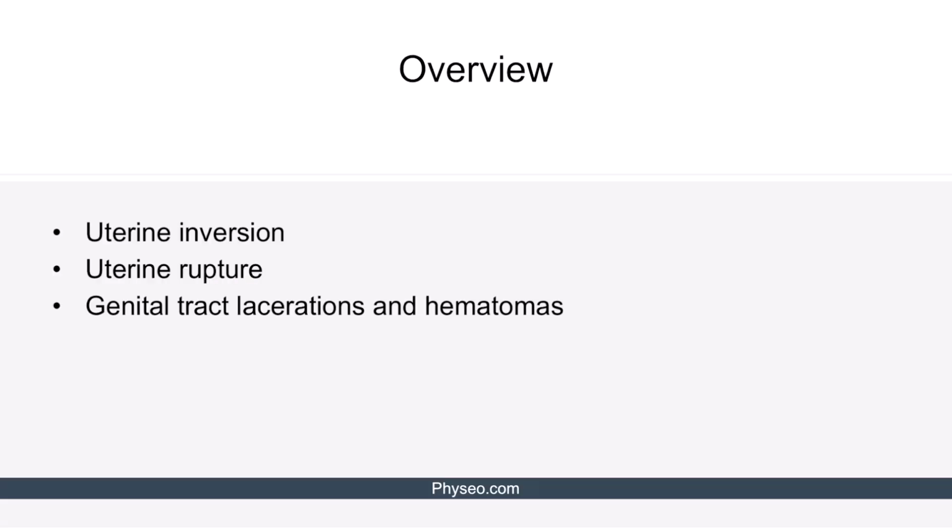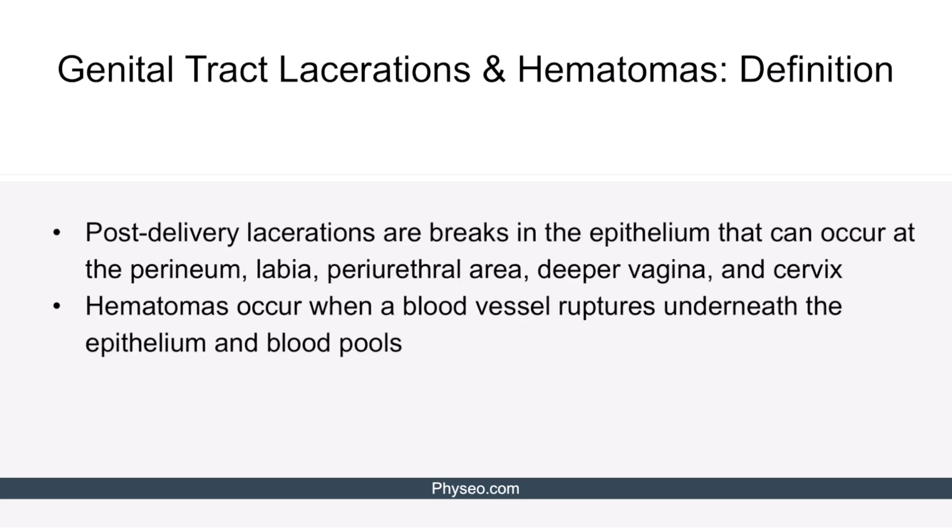Okay, let's move on to our final topic, which is genital tract lacerations and hematomas. Post-delivery lacerations are breaks in the epithelium that can bleed significantly. These can occur at the perineum, labia, periurethral area, deeper vagina, and cervix. In the case of hematomas, a blood vessel ruptures and bleeds, but the epithelium is not broken, so the blood pools below the epithelial layer.